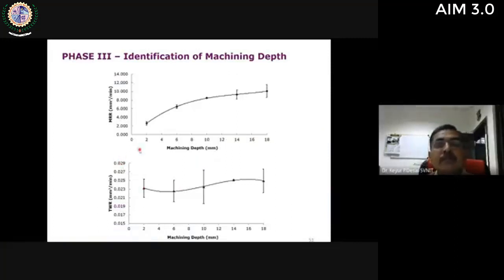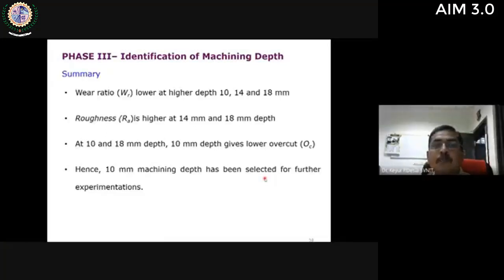So as the machining depth increases, you can see from 2 mm to 18 mm, material removal rate increases if other parameters are kept constant. Tool wear rate is also increasing. And we can summarize that wear ratio is lower at higher depth, that is 10, 14 and 18 mm depth. Wear ratio is material removal rate upon tool wear rate. The tool is subjected to relatively lesser wear compared to smaller depth.